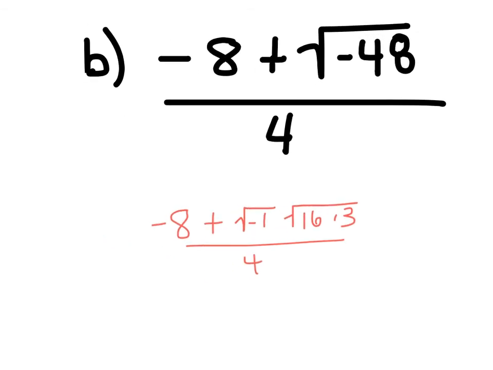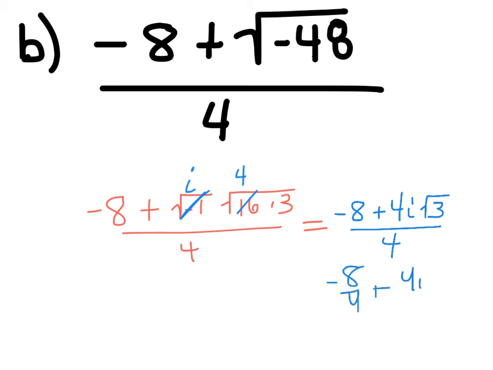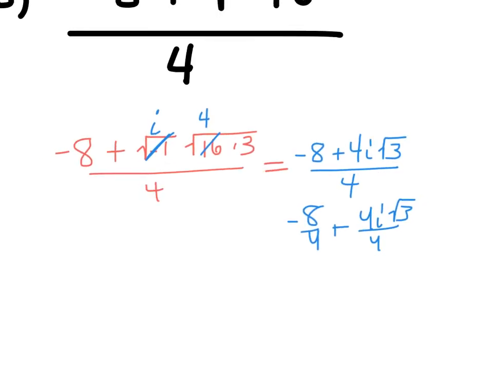But now let's go through and look at stuff we can simplify before we do anything. What is the square root of negative 1? i. What's the square root of 16? 4, right? So this is the same thing as saying negative 8 plus 4i root 3, over 4. Agreed? Now, I can rewrite this as negative 8 over 4 plus 4i over 4. If you need to write it out separately so you can see, that's fine.